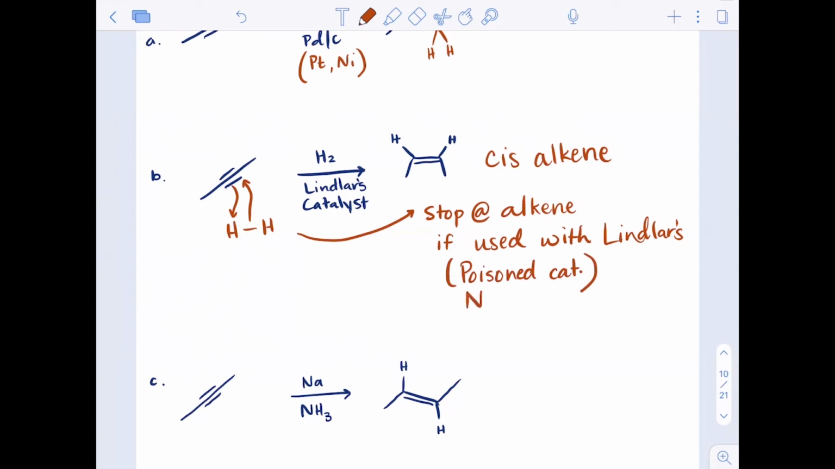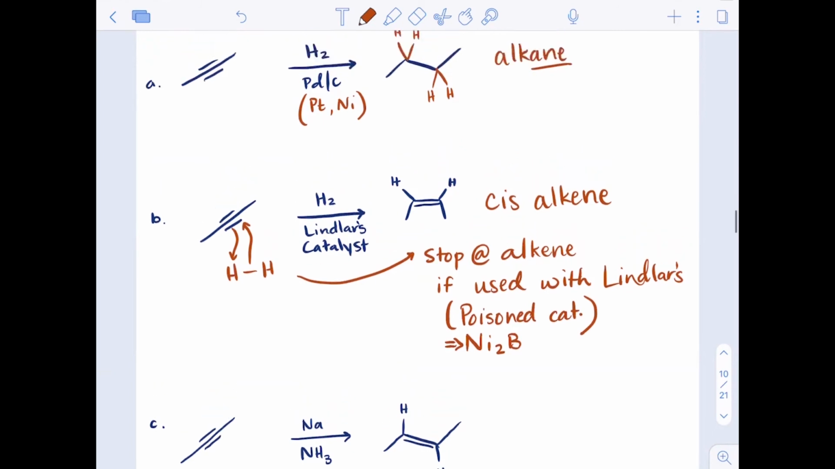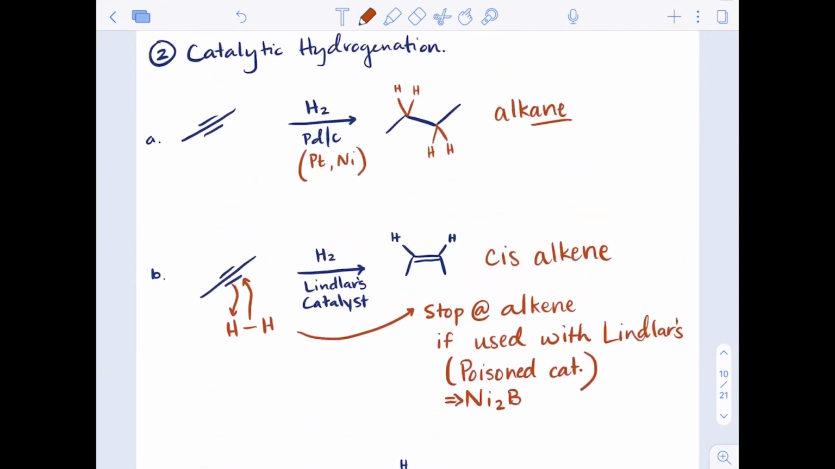So less reactive, poisoned catalyst, right? Another one that you could see out there is nickel boron catalyst. That's an alternate right here. Instead of saying Lindlar, you can also say Ni2B for that nickel boron catalyst that is less reactive. Notice nickel is the reactive catalyst in A. In the straight up catalytic hydrogenation we saw in previous chapters, we can poison that catalyst by impregnating it with boron as well, and therefore it makes it less reactive. And so we'll stop at the alkene.